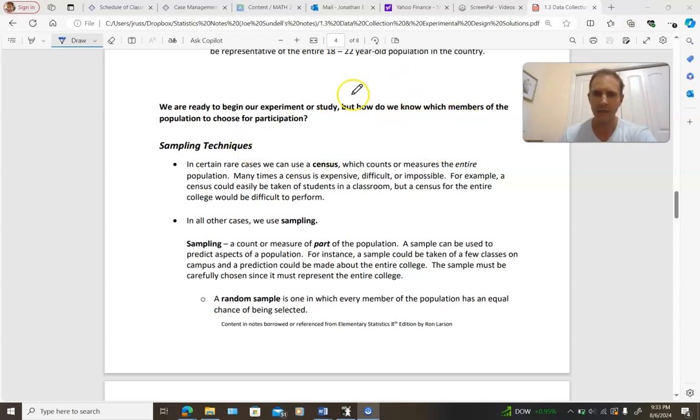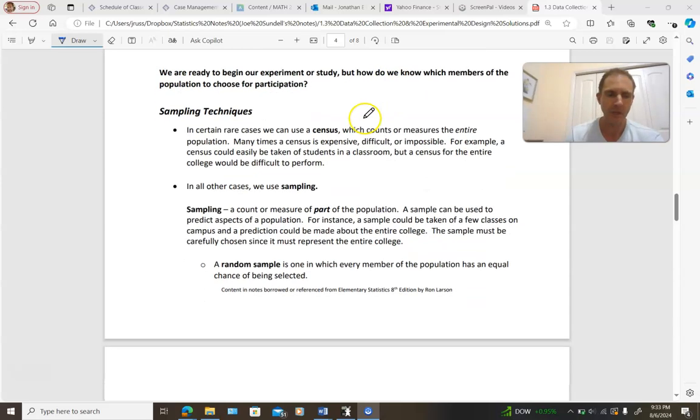Alright guys, so the last subsection of this section 1.3 concludes with sampling techniques. When we're ready to actually take our sample for an experiment or a study, what's going to ensure that we obtain a sample that's most representative of the population? So that's what we're going to look at.